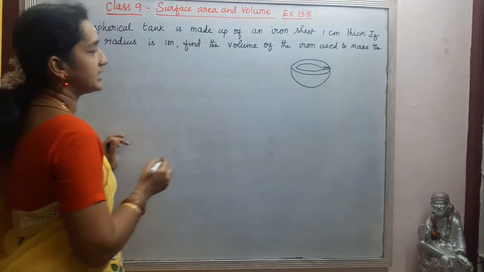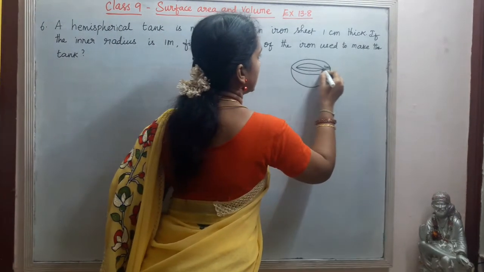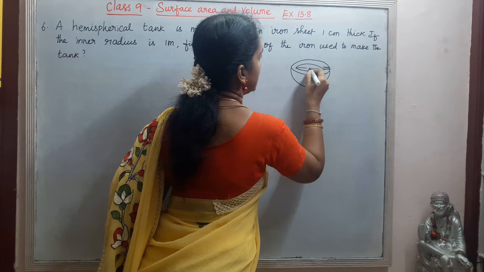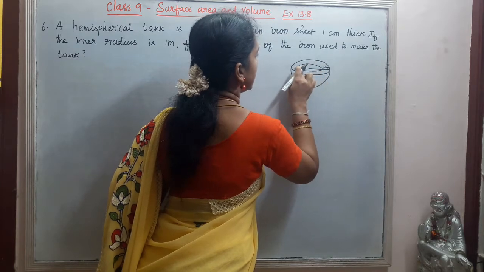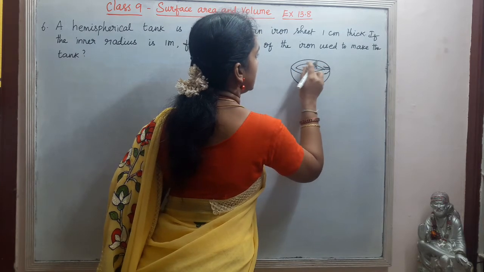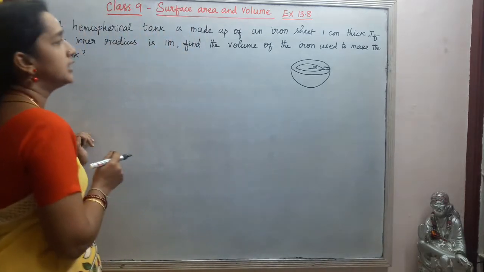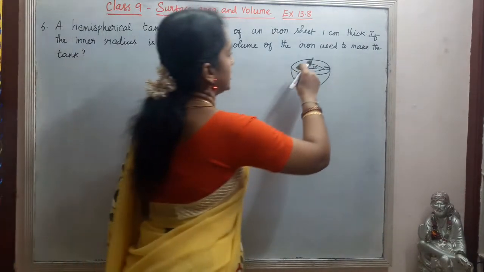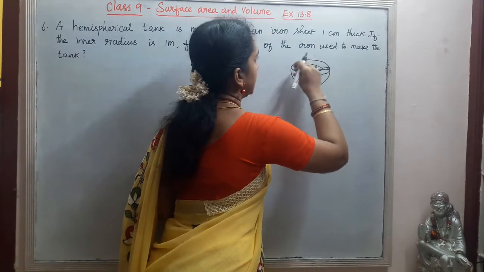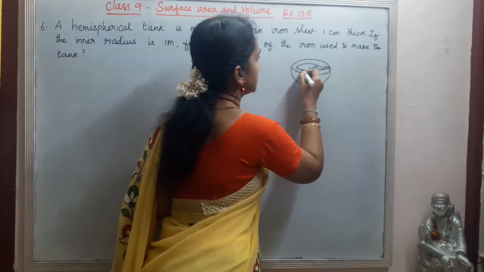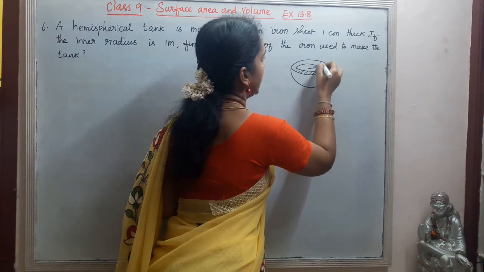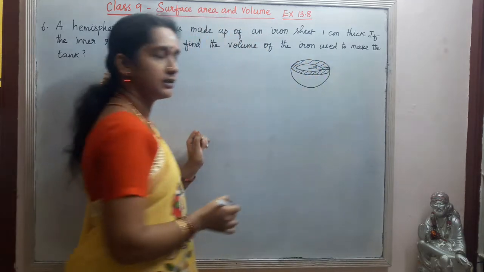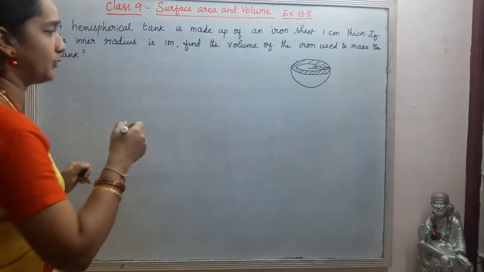If the inner radius is 1 meter, this is 1 meter, inner radius is 1 meter, find the volume of the iron used to make the tank. So we are asked to find the volume of this iron used. So only this part we are asked to find. Volume of that part we are asked to find.